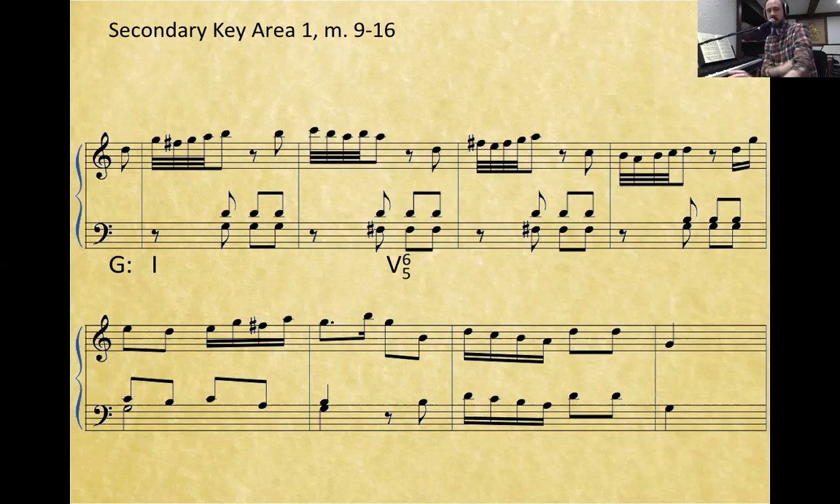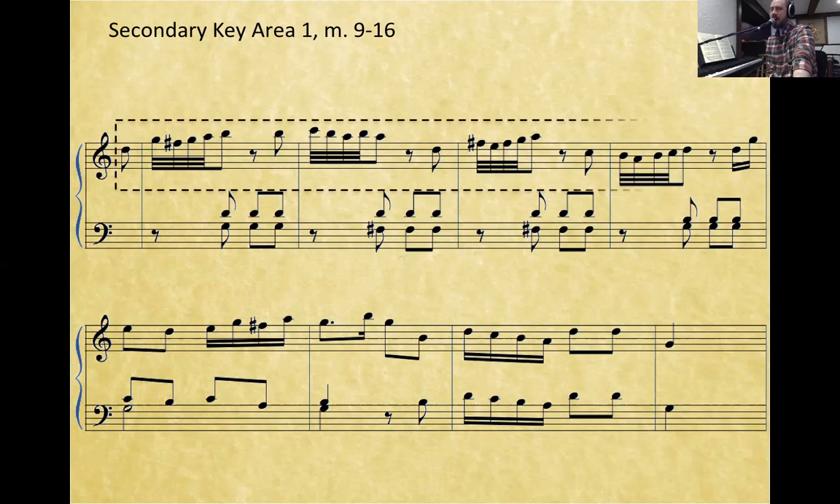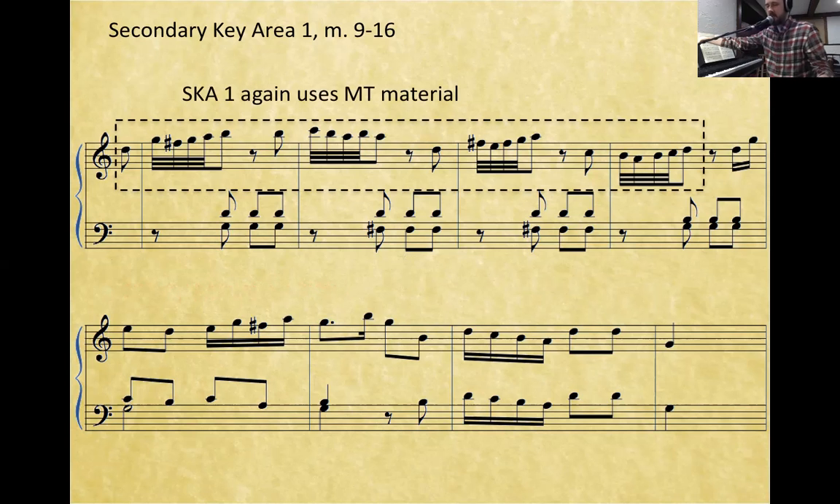Right, getting to a little cadence there, pardon my flubs. So again, we have gone directly into G here, which is kind of nice. So we're in our secondary key, and Haydn is completely borrowing again from himself by using the main theme as the SKA 1 melody, right?